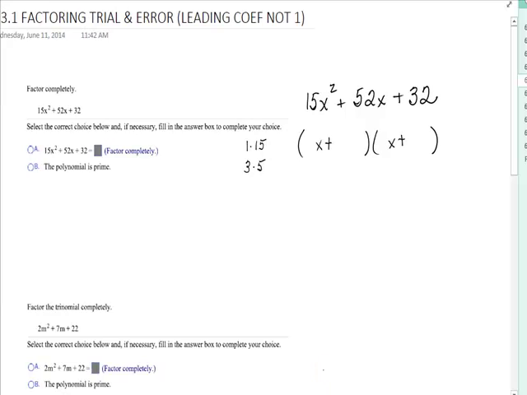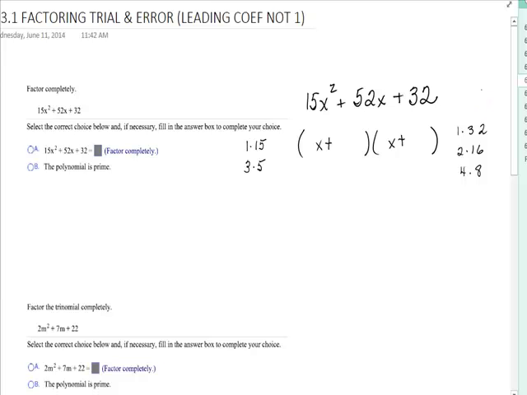Moving over to the end, to get a 32, it could be 1 times 32. It could be 2 times 16. 3 doesn't go in there. It could be 4 times 8. 5 doesn't go in. 6 doesn't go in. 7 doesn't go in. Those are my combinations.